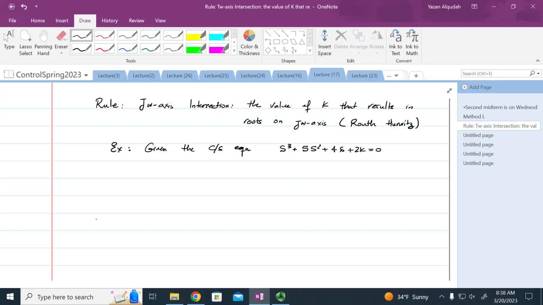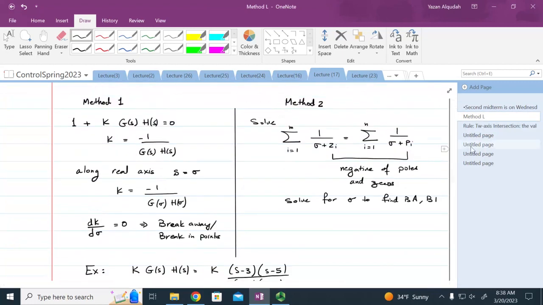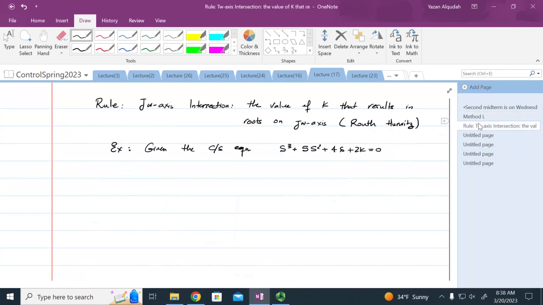Now, one thing that might be confusing is that lots of these tools apply to the open loop G(s) and H(s). When we calculated the breakaway and break-in points, what did we use? We used G(s) and H(s). We did not even calculate the closed loop transfer function. Does that make sense? So you have to know which one to use when you're using these rules.